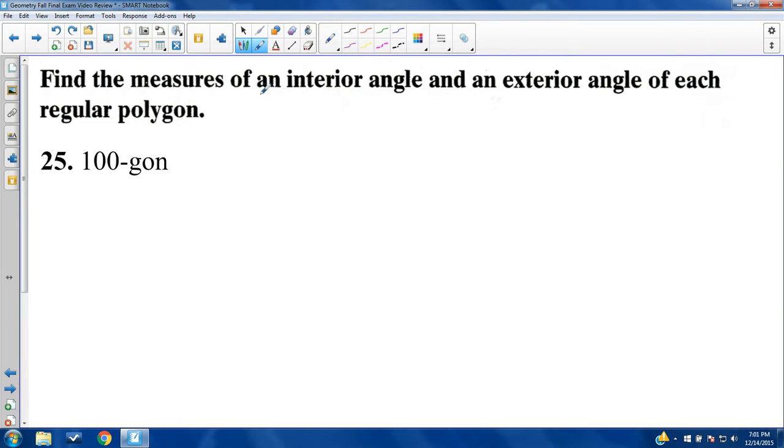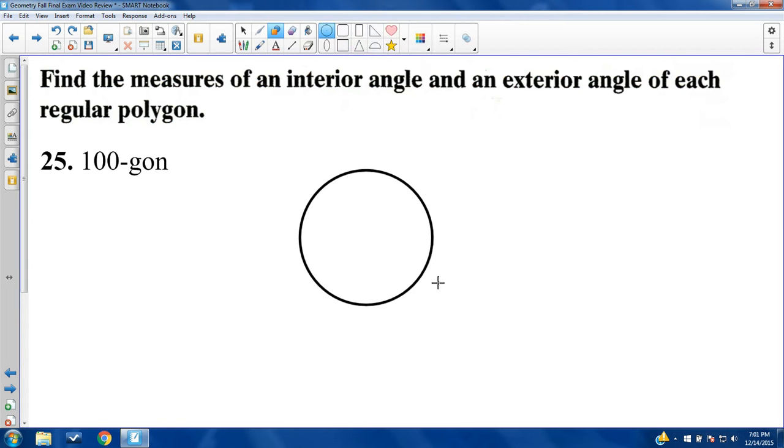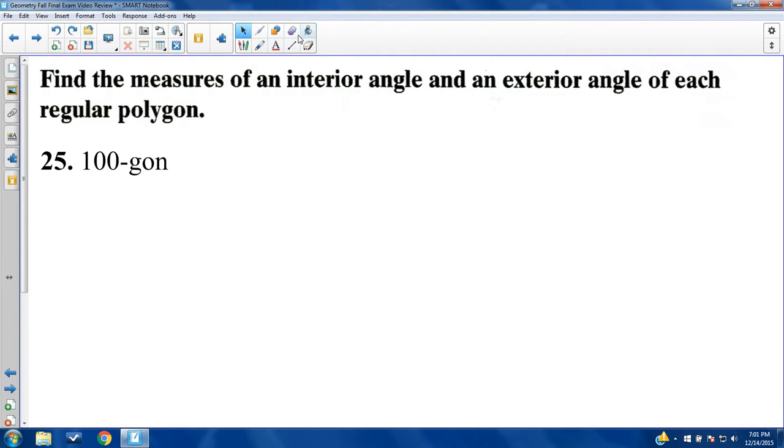All right, this is still in chapter 3. Find the measures of the interior angle and exterior angle of each regular polygon. Here I have a 100-gon. Now, if I go to my tools here, and if I expand this and I find, hey, where's my 100? Honestly, it doesn't matter. A 100-gon might look a little bit like this, because you probably wouldn't even see the sides very well. It might just look a whole bunch like a circle. As you can tell, the 16-gon, let me go back to that.